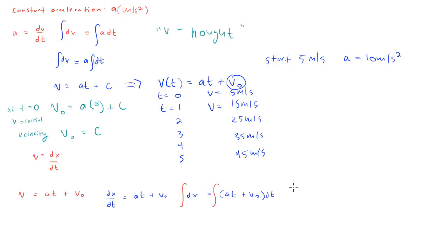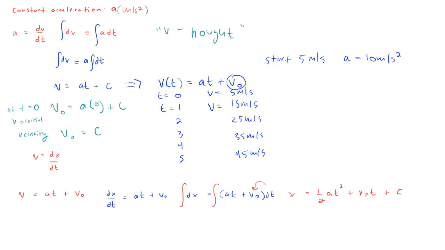Integrate both sides. x equals one-half at squared, just sticking a power onto the t and dividing by 2, and a is just a constant, so it can just sit there happily, plus v naught times t, since we need to add a t in there, plus some constant. Okay?